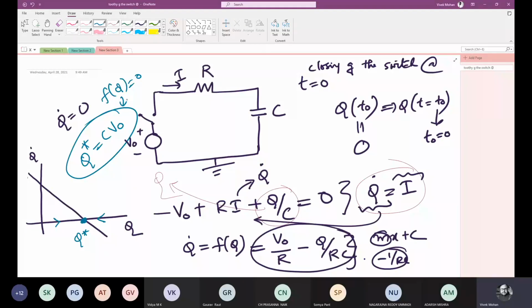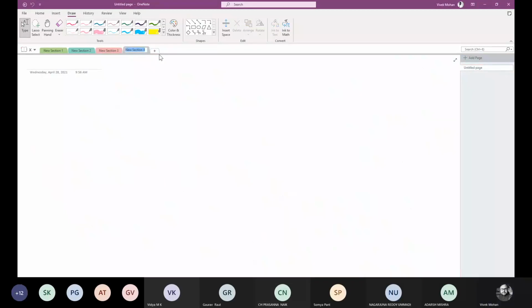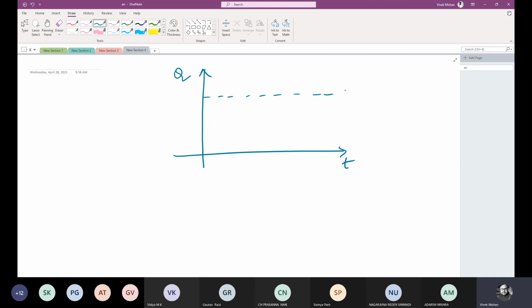So how to draw q of t? Initially, I'll do one thing, I'll take another sheet. To sketch q of t, I have q here and t here, and this is your CV naught. So I'm going to draw this one. Okay, so what happens here?